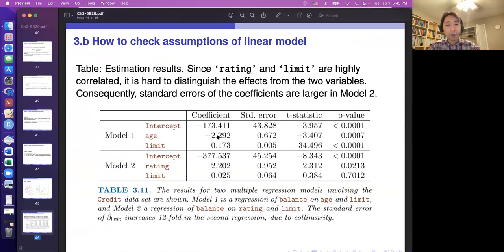Coefficients are negative 2.3 and 0.17, and standard errors are relatively smaller compared to these. So the t statistic is large in absolute value, making the p-value small. So you can see clearly age negatively affects balance, and the limit positively affects the balance. Age negatively affects balance. Maybe it is consistent with the so-called life cycle hypothesis.